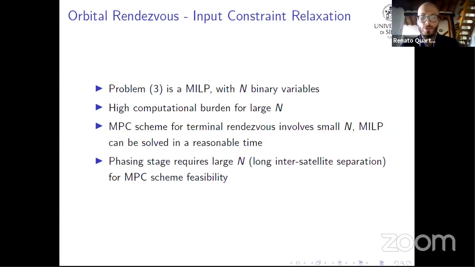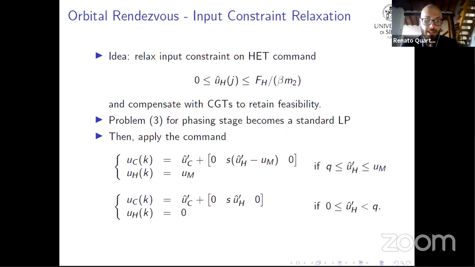Now, for the terminal rendezvous, the distance between the two satellites being very, very small, N could be small. So for terminal rendezvous, the MILP problem can be solved. While for the phasing stage, N must be very large to retain the MPC feasibility. So we need a relaxation. Our idea is to relax the input constraints on the head command in the classical way. In this way, the MPC optimization simply becomes a linear programming problem, clearly with a lower computational burden.